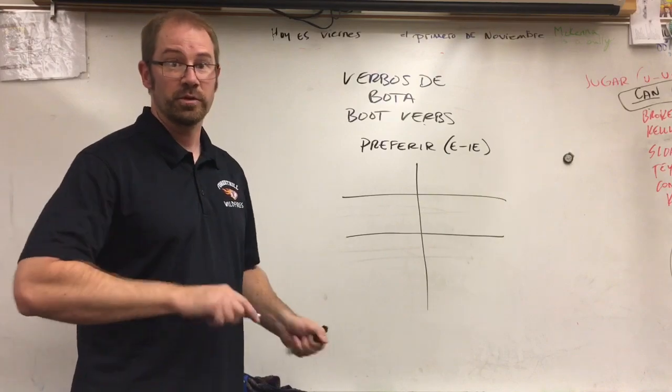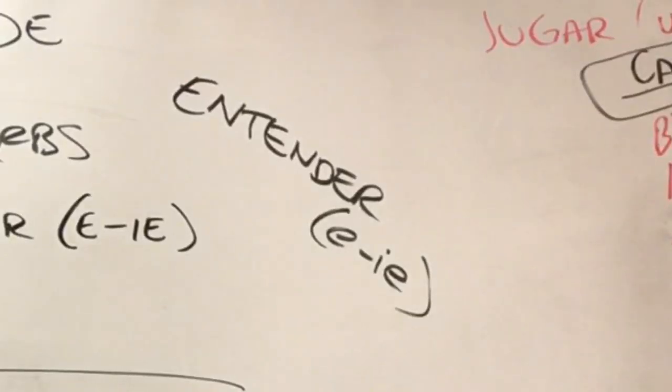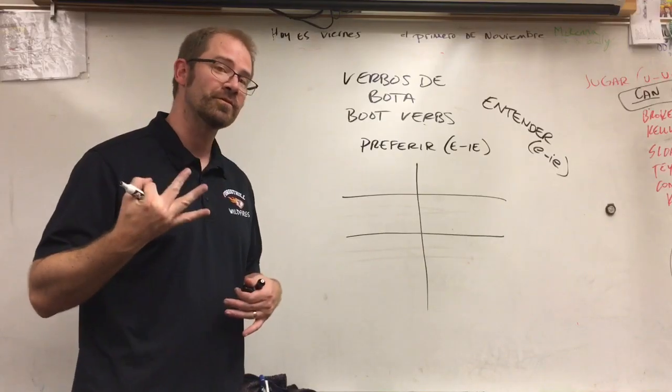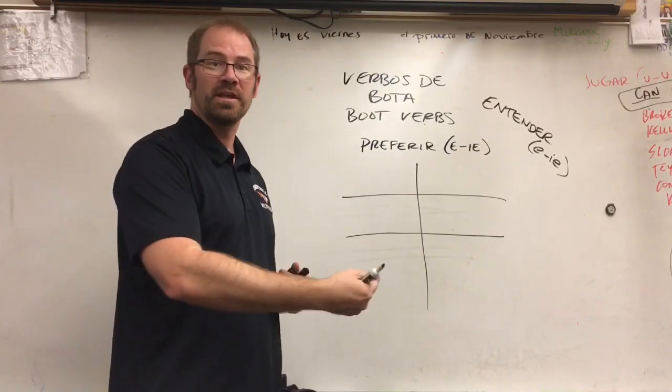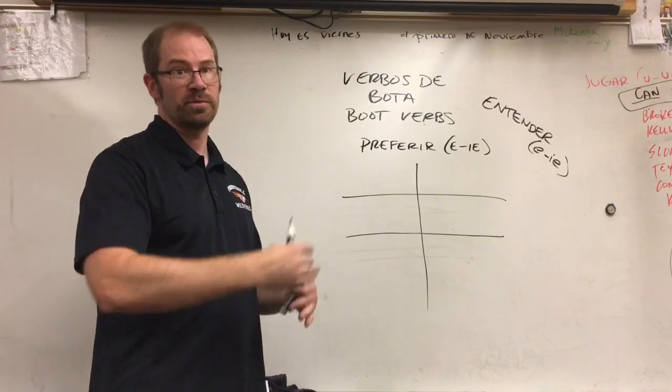Let me give you an example of that really quick. So the verb entender, which means to understand, is also an E to an IE verb, but you'll notice right away there are three E's in the verb. It's going to be the E closest to the end, unless it's an ER verb, then it's the one before that.